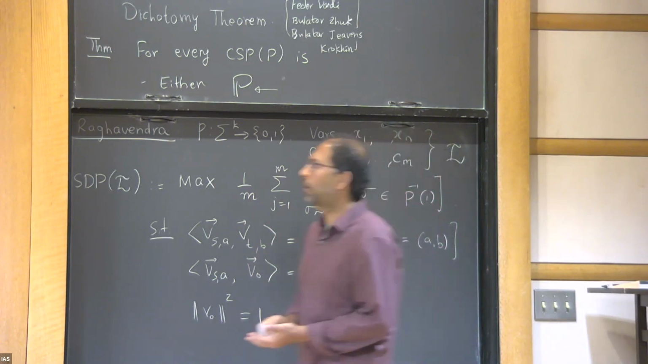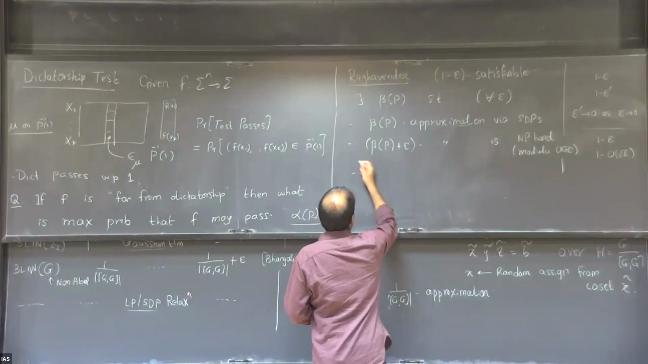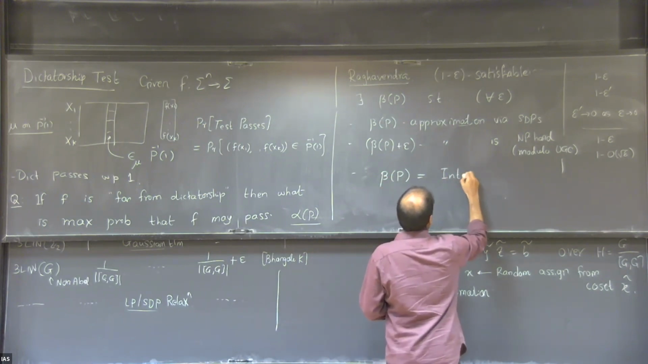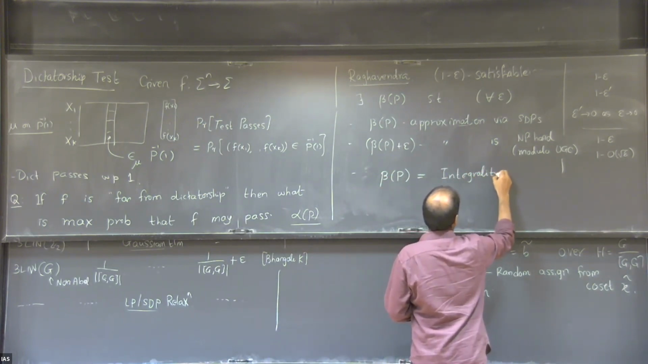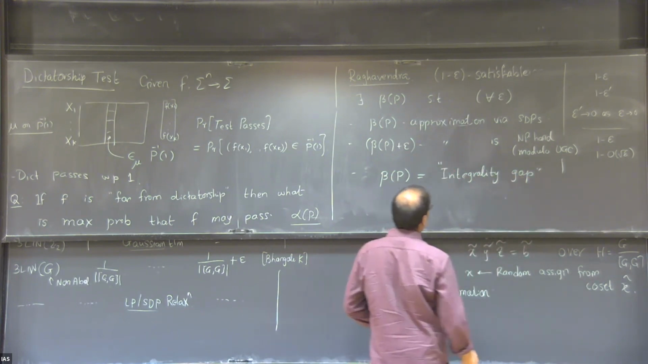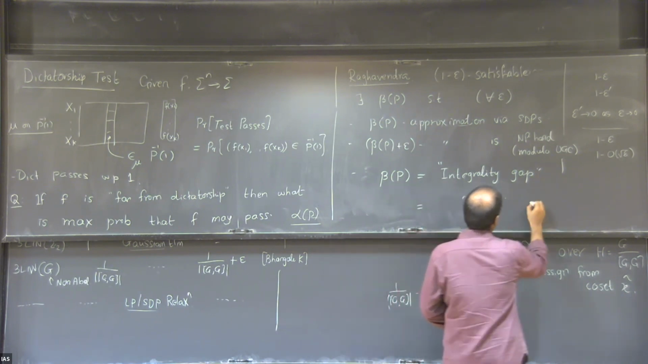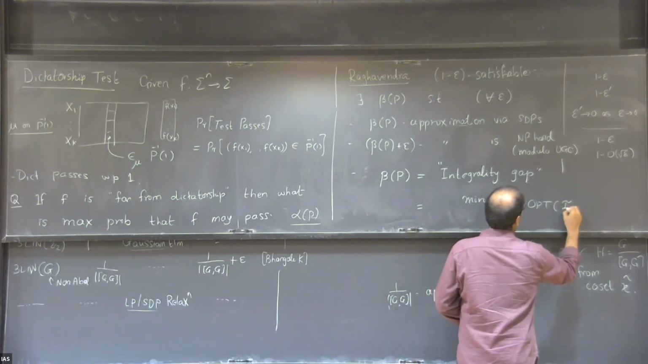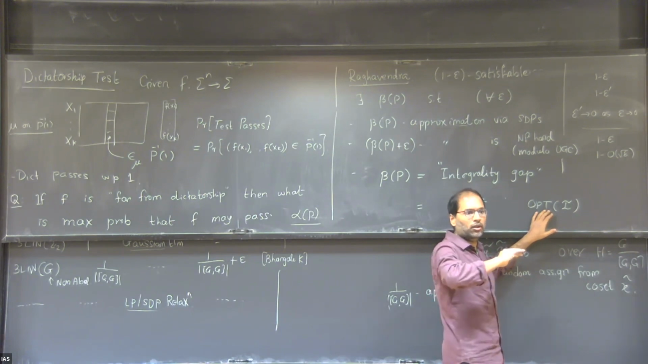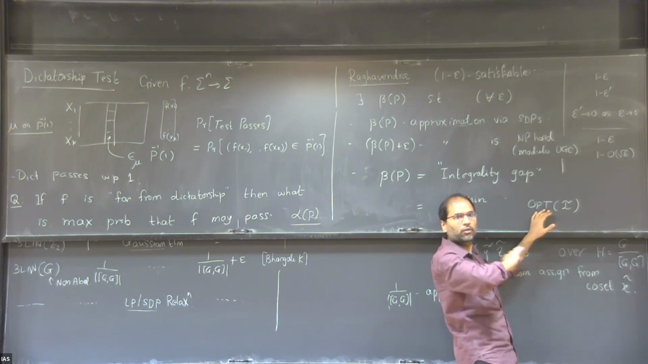Now, formally, you can define a quantity called the integrality gap of this program, and this is what this parameter beta P is. Beta P is the integrality gap of this SDP. So formally, it's the following. It's the minimum value of the optimum. On any instance I, there is a notion of optimum: how much the best assignment could possibly do, the maximum fraction satisfied by any assignment whatsoever.